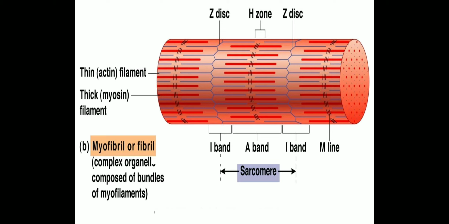So here dark and light bands on neighboring myofibrils correspond with each other. Hence you will find striations can be seen clearly. So as striations, that is light and dark bands, can be seen. That's why we call this muscle striated muscle.